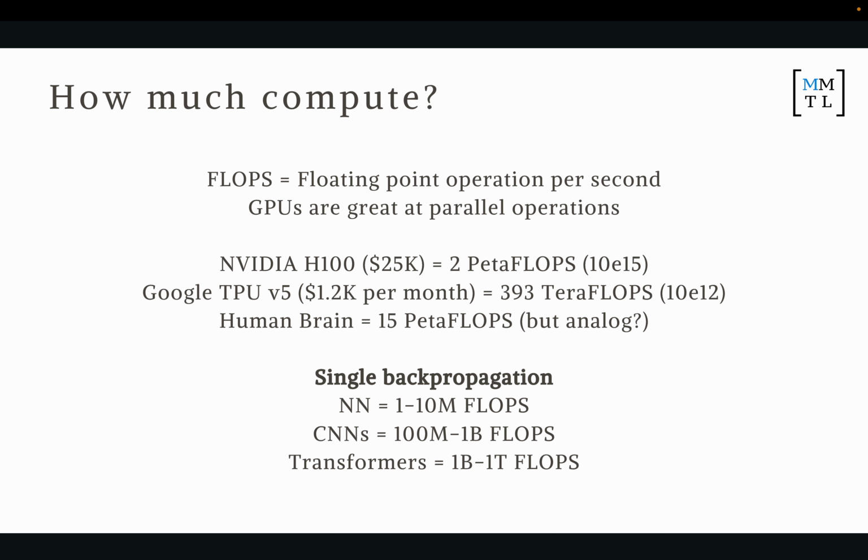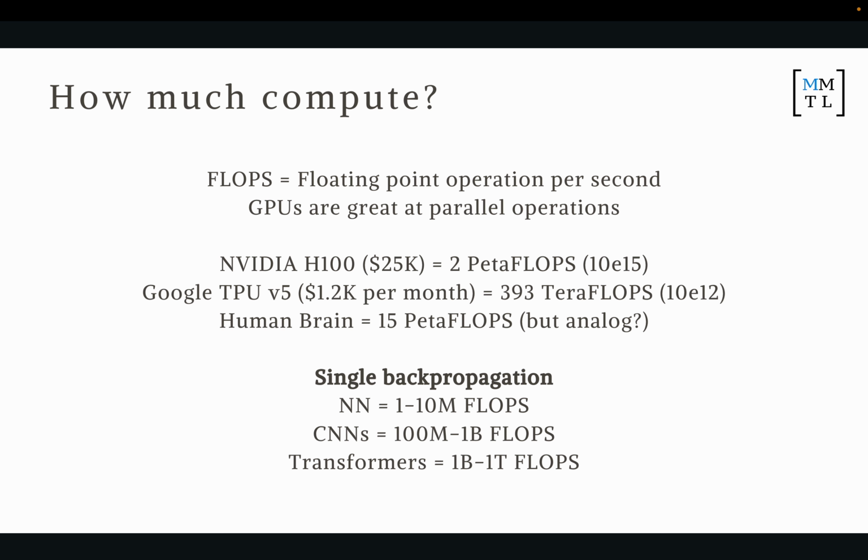Now, a single backpropagation for a neural network is around 1 to 10 million flops. Okay, so you can actually back calculate how long it takes to train these systems. Convolutional neural networks, which are the main image recognition systems we had a few years ago, are around 100 million to 1 billion flops. And then modern transformers are around 1 billion to 1 trillion flops per backpropagation.